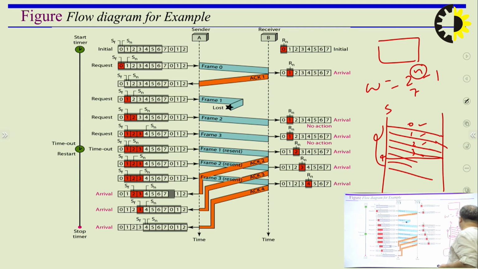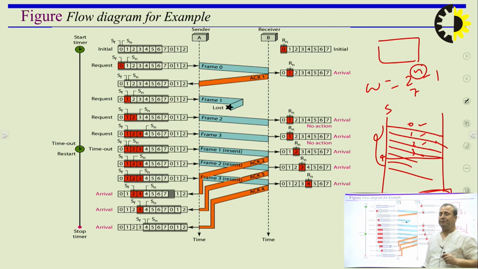So in the next window, this will be 3 and this will slide by 4. So in the new window, 3 frames of the old window and 4 frames from the new window come. So the window will always have some frames, and in this way the frames are sent until the end. So this is the concept of go back ARQ.